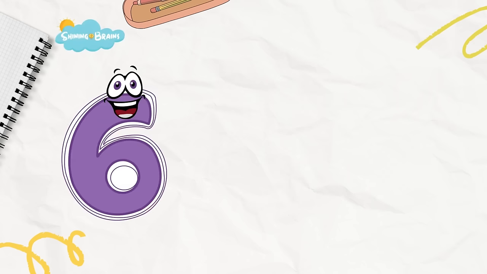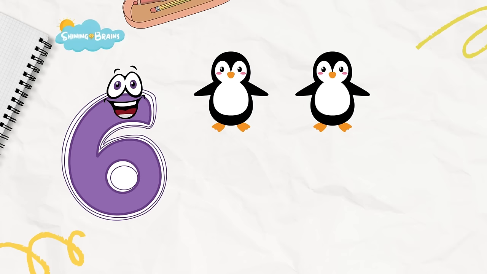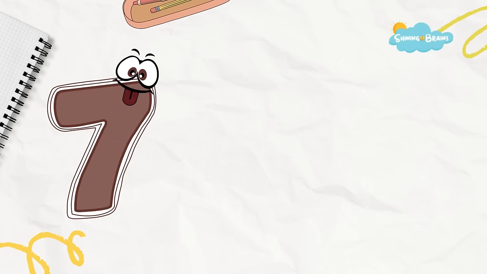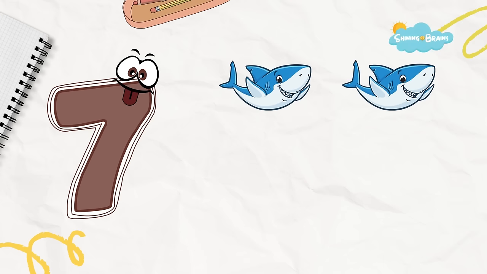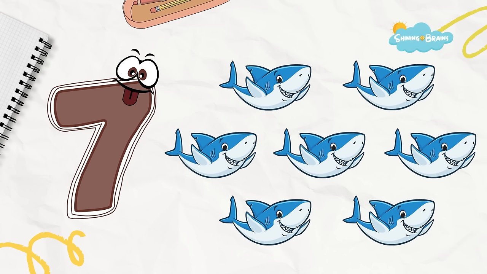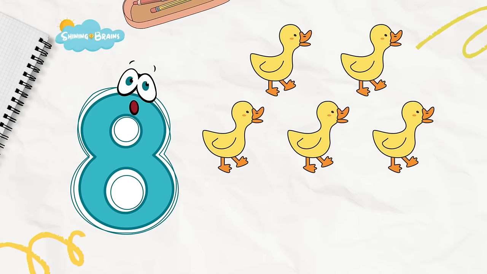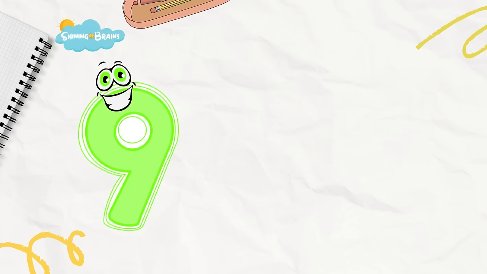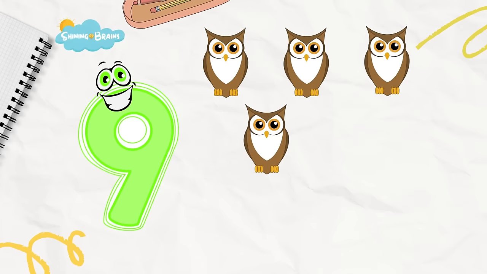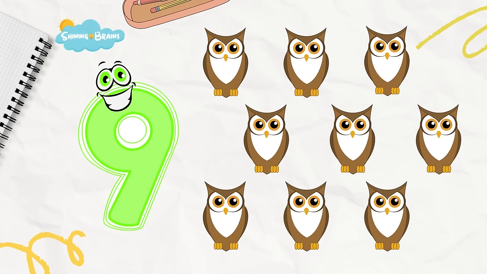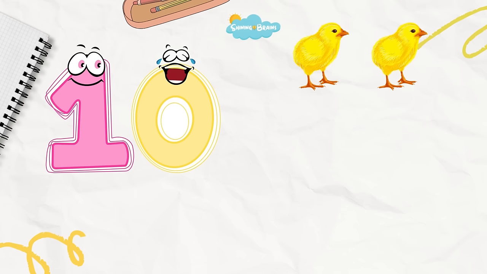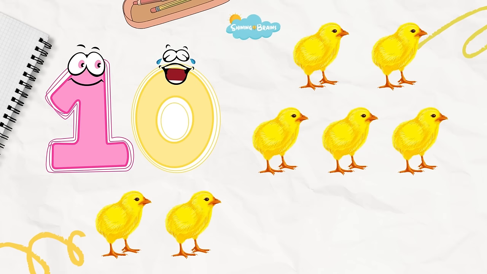6. One, two, three, four, five, six. Six penguins. 7. One, two, three, four, five, six, seven. Seven sharks. 8. One, two, three, four, five, six, seven, eight. Eight ducks. 9. One, two, three, four, five, six, seven, eight, nine. Nine owls. 10. 1, 2, 3, 4, 5, 6, 7, 8, 9, 10. 10 chicks.